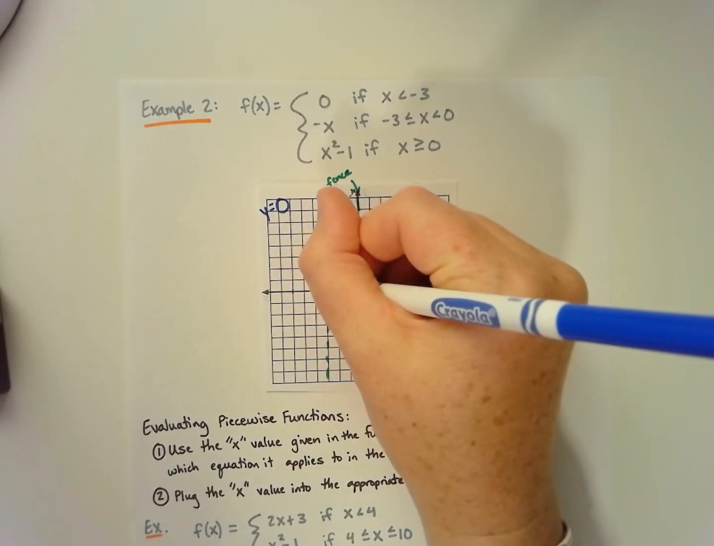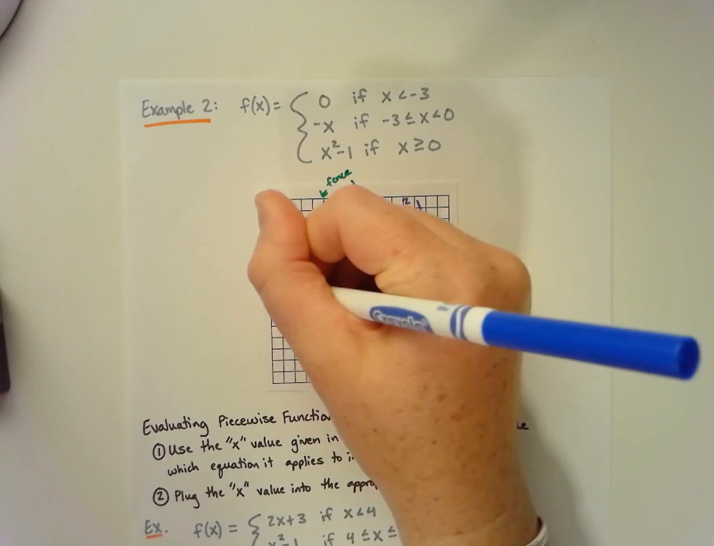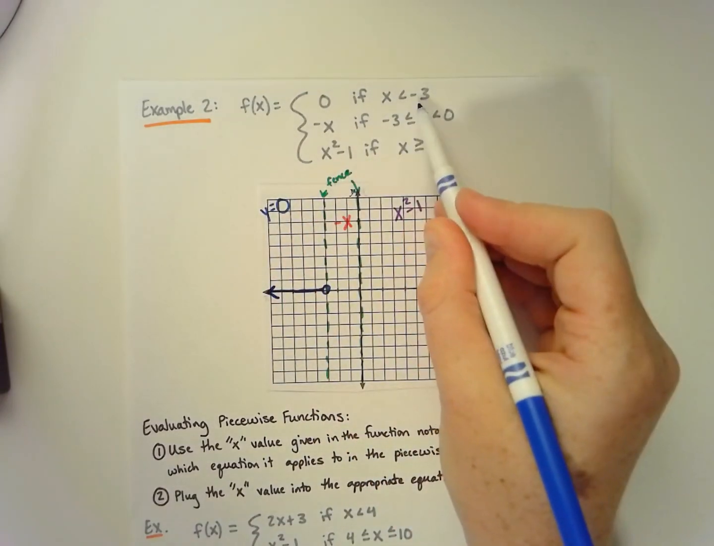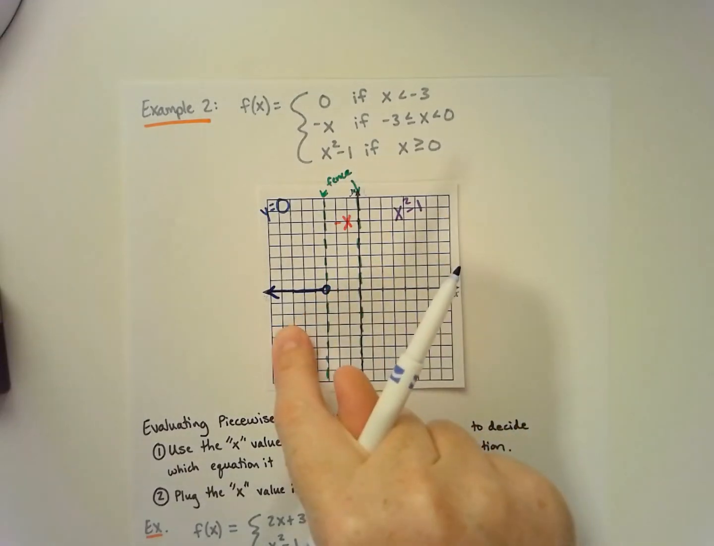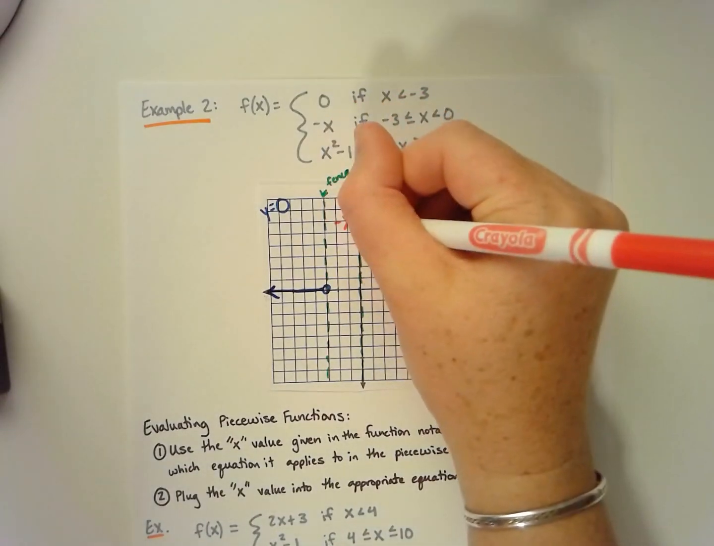So it will not claim the fence. And it'll just be a line at y equals 0. And it's going to the values less than -3. So that's part of our piecewise function over there. In the middle, we have the line y equals -x.